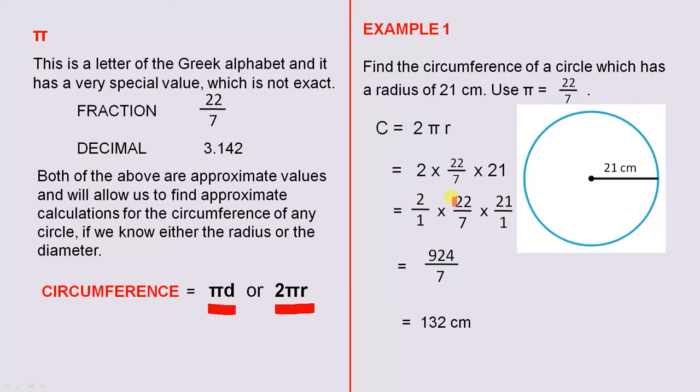If we multiply the numerators together, we get 924. Multiply the denominators together, we get 7. 7 divided into 924 is 132. So the circumference is 132 centimeters.